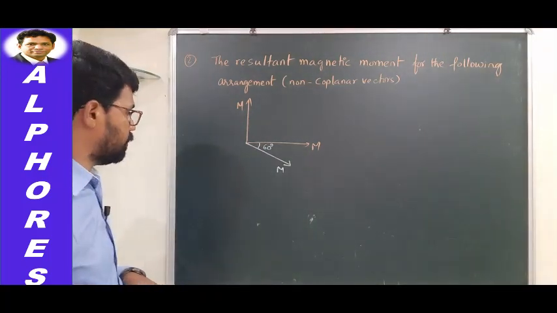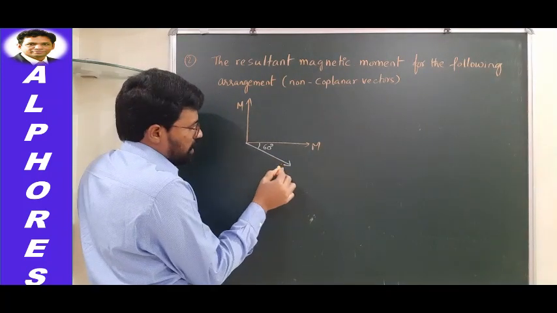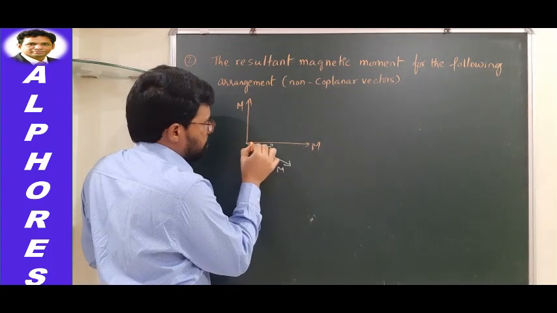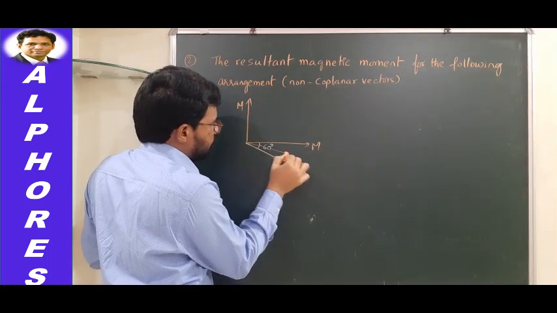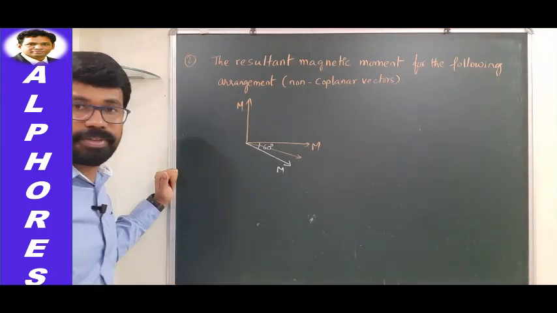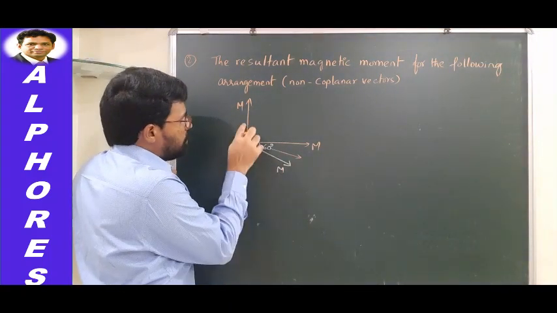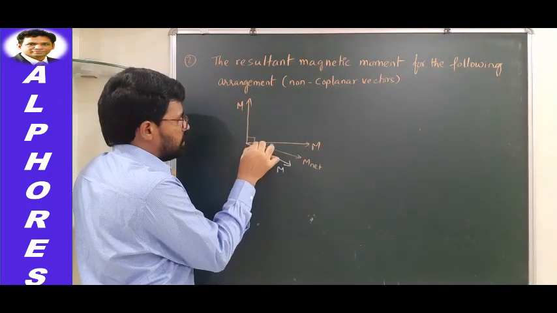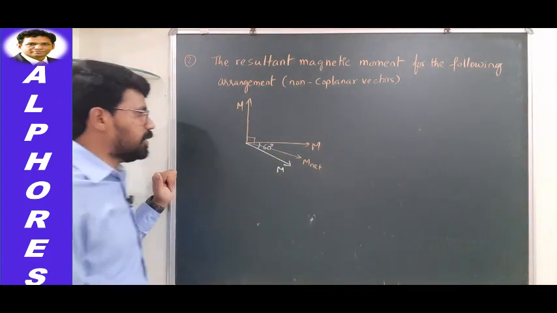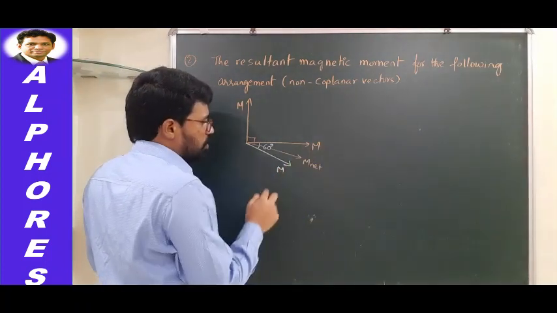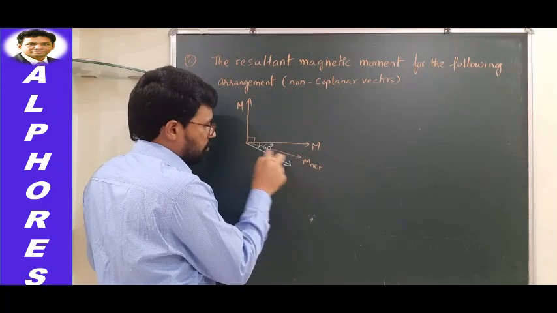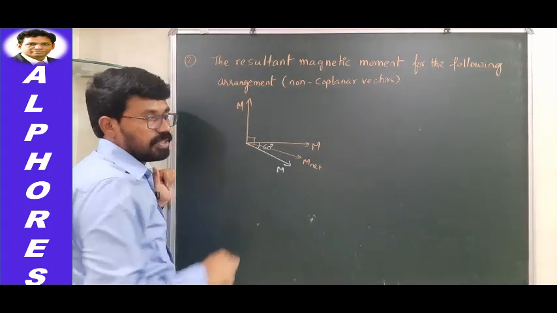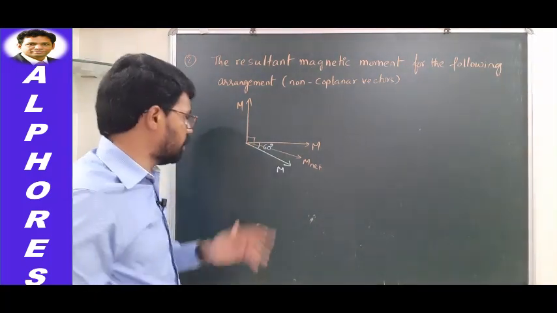So let us try to find out. Tell me one thing. If we calculate the resultant of these two, then it will be somewhere in between these two, right? Let us say along this direction. And what will be the angle between this one and the resultant of these two? It will be 90 degrees, isn't it? So I'm going to find out the resultant of these two magnetic moments, somewhere here, and then again find the resultant between this one and this one, because the angle between those two is known to us. It's 90 degrees, isn't it? So let me first find out this m net.